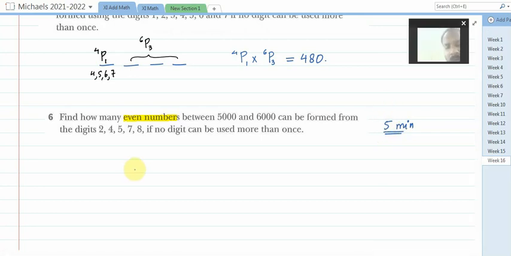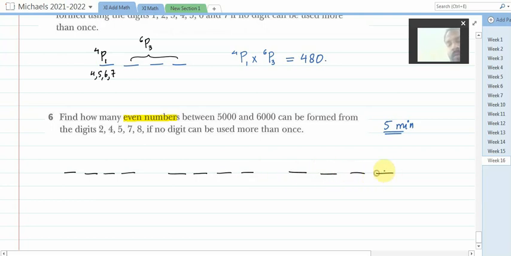So we are looking for even numbers, and it's a 4-digit number, right? So I'm going to make cases here like I have done in the factorial exercise. We have 1, 2, 3, 4, 1, 2, 3, 4, 1, 2, 3, 4. Since we are looking for even numbers, we need to finalize the last place of this number, right? So for even numbers, it can be either 2, 4, or 8. So we have a total of 3 possibilities for an even number.